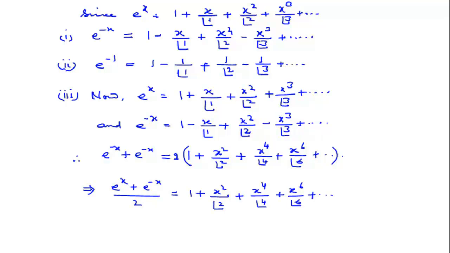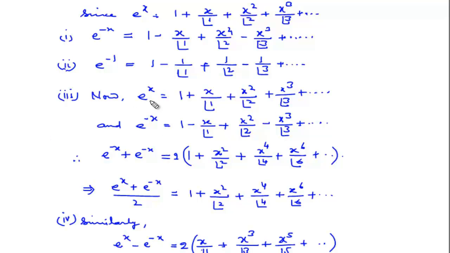Now 2 can be taken to the left hand side under division by cross multiplication, so e raised to the power x plus e raised to the power minus x upon 2 is equal to 1 plus x square upon factorial 2 plus x raised to the power 4 upon factorial 4 plus x raised to the power 6 upon factorial 6. That is, here I obtain every term positive and the powers of x are all even powers, that is 2, 4, 6, etc. Odd powers are eliminated.